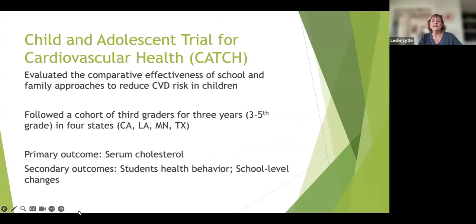Another way we can look for that secret sauce is by doing a comparative effectiveness analysis. That's what we did in the Child and Adolescent Trial for Cardiovascular Health, CATCH. In CATCH, we followed a cohort of 3rd graders from their 3rd grade year to the 5th grade year, as a way to look at the impact of school and family approaches to reduce CVD risk in kids. Our primary outcome was serum cholesterol. We actually collected blood on thousands of children in 3rd grade in their schools, but we also measured students' health behavior and changes at the school level.